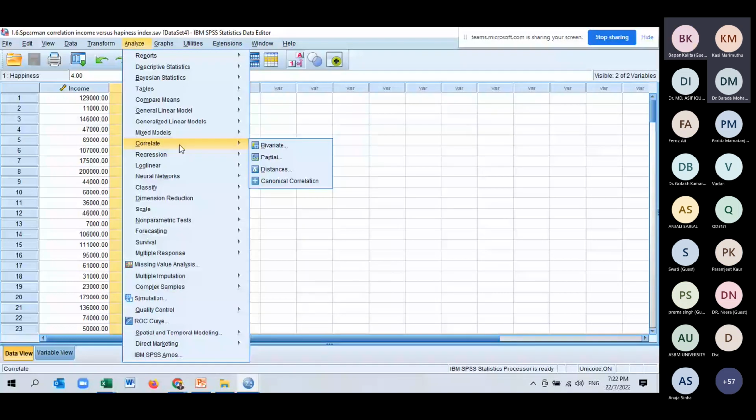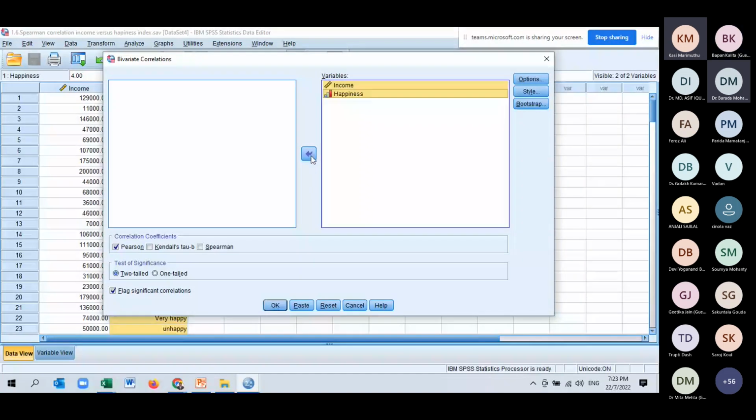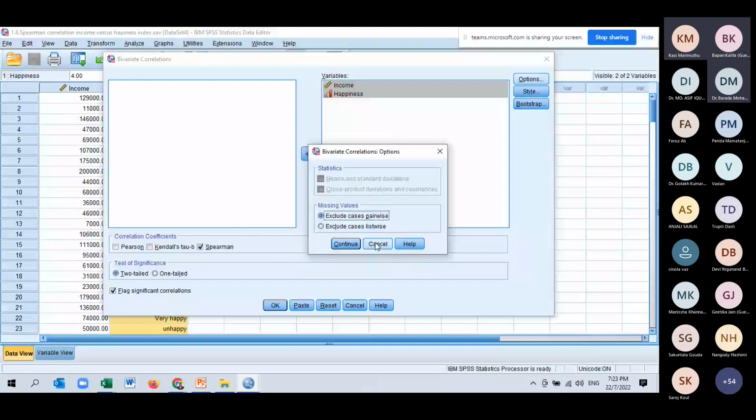So please go to Analyze, Correlate, Bivariate. Select this and put it here. Income versus happiness. And then what you need to do? Remove the Pearson, put Spearman. You also can check why it is not showing the sum in the ordinal scale. For ordinal, the system is not allowing you to calculate the mean.